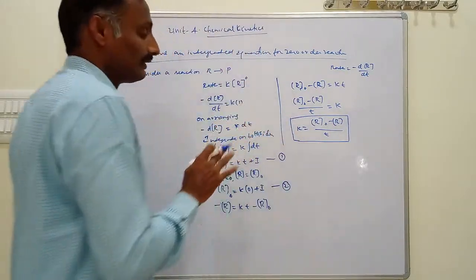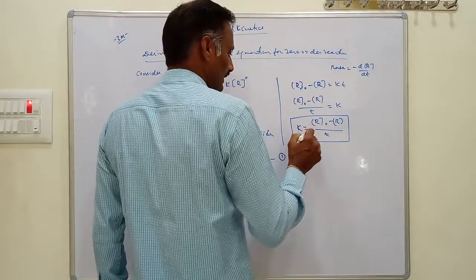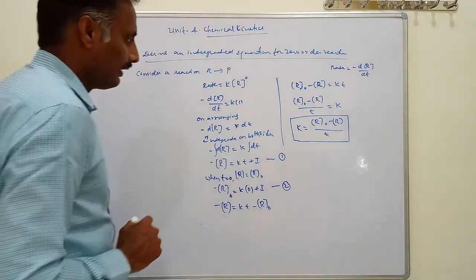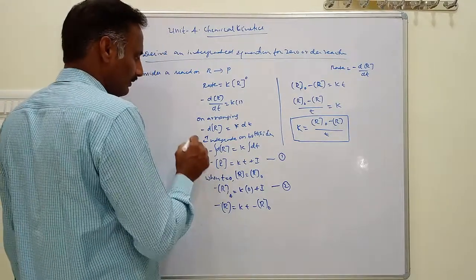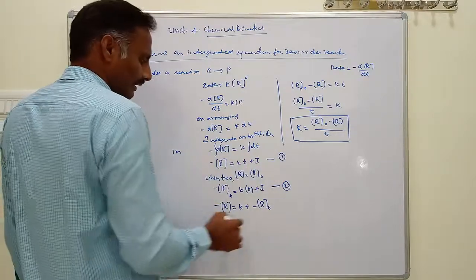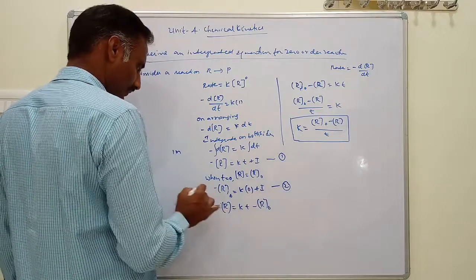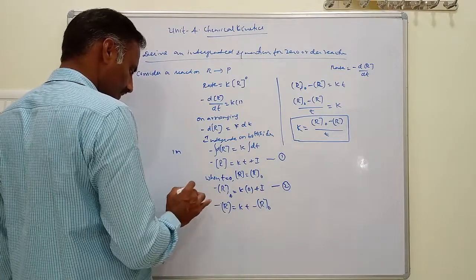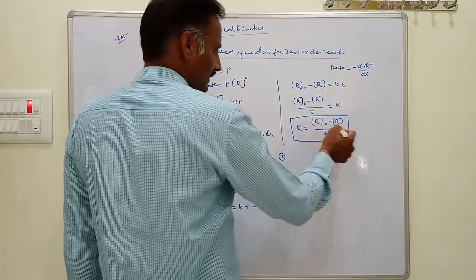Sorry, this is the integrated rate equation. This is the integrated rate equation for a zero order reaction. During evaluation, you are awarded marks like this: up to equation 1, you will get 1 mark. Finding I value equal to R naught, you will get 1 mark. Then after writing this final expression, you will get 1 mark.